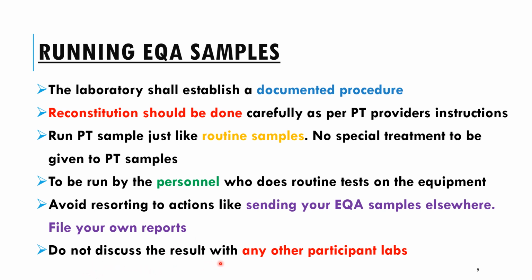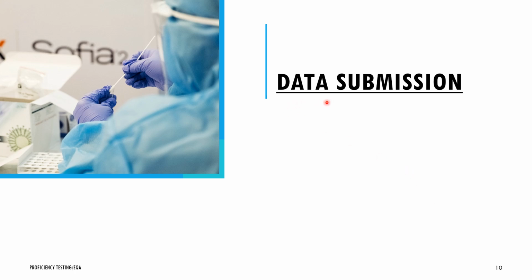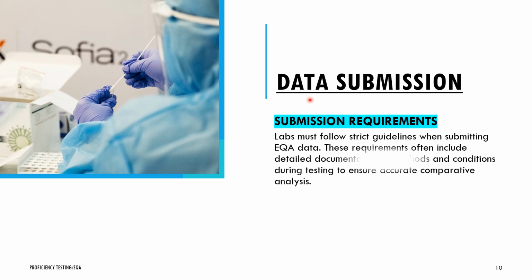Also, we should not discuss the result with any other participant labs, because it will lead to submission of biased results or manipulated results. Then after this, there are other important things which should be kept in mind while submitting these results. Number one, we should follow the guidelines which are there for submission when we are submitting the EQAS data. Like, there should be detailed documentation of methods and conditions during testing to ensure accurate analysis. So we should configure our program in a very proper and accurate manner, then only we can get the correct analysis.